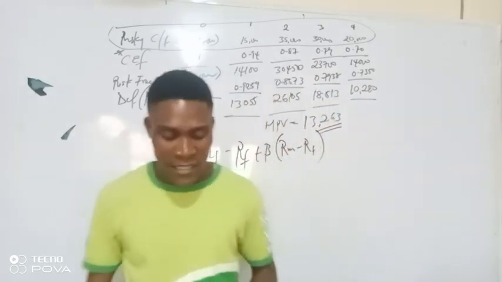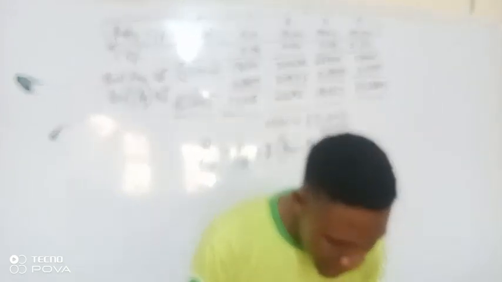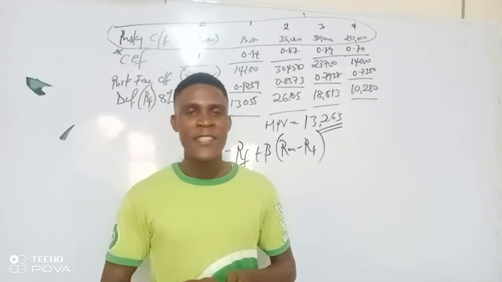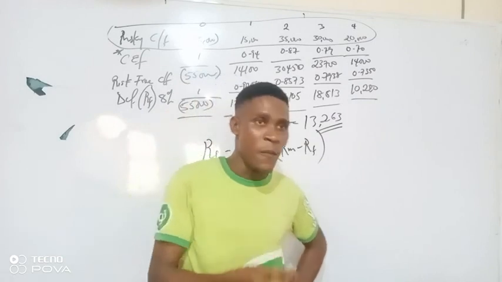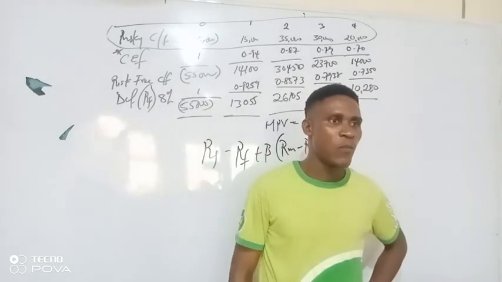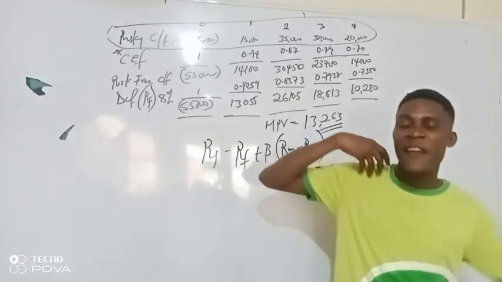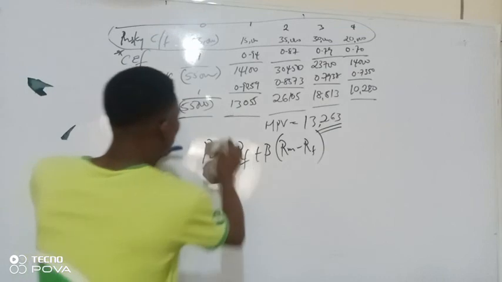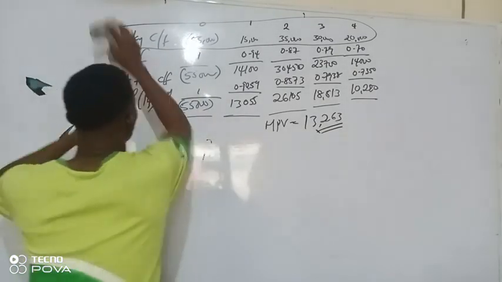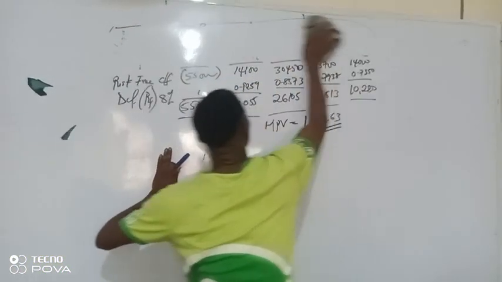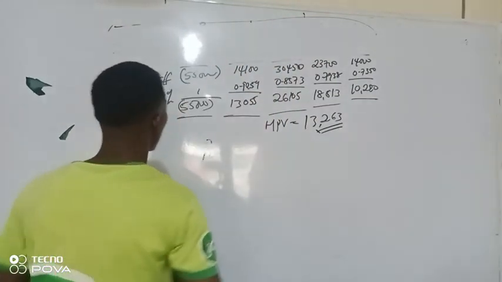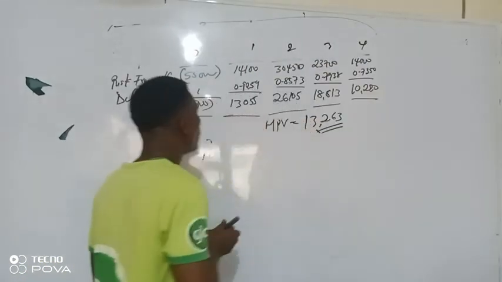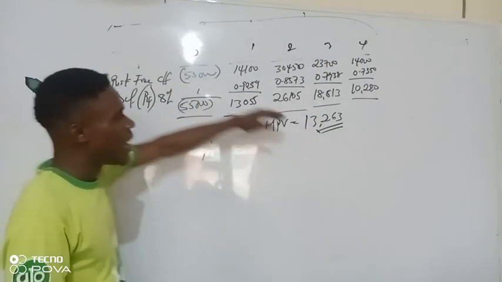Let me just try to explain what I'm trying to explain here. When you want to embark on a project, and the project is giving you a particular NPV, let us assume the NPV is positive, you can now create a different scenario. Look at the cash flow. We have year 0, year 1, year 2, year 3, year 4. You embark on a project like this.